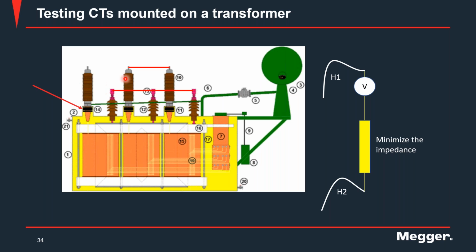When we short the other two bushings, that further reduces the impedance value, and so it makes it that much easier for the instrument to give us accurate results. So that's the logic behind shorting those bushings on the primary.